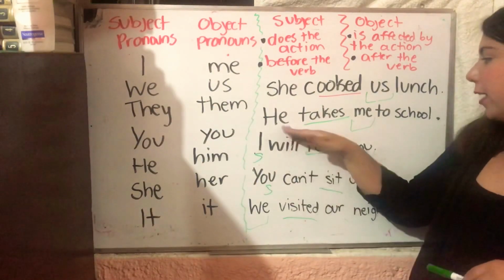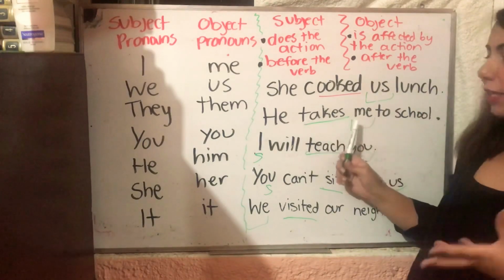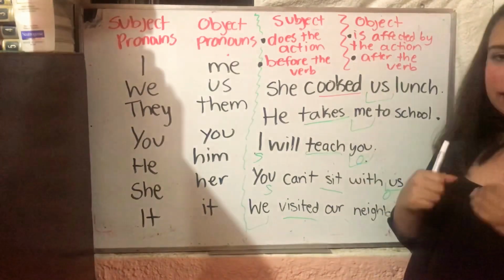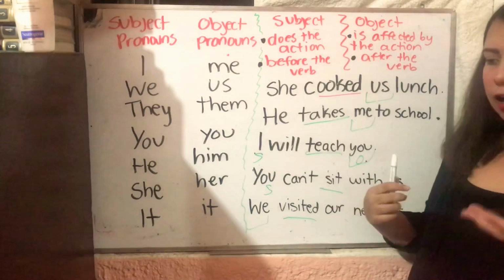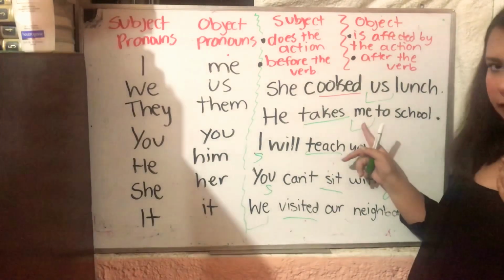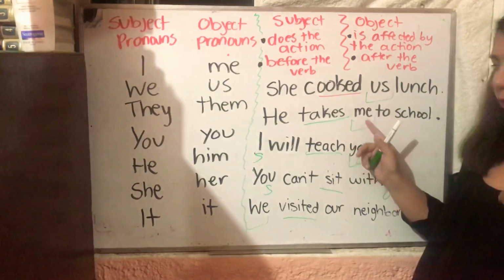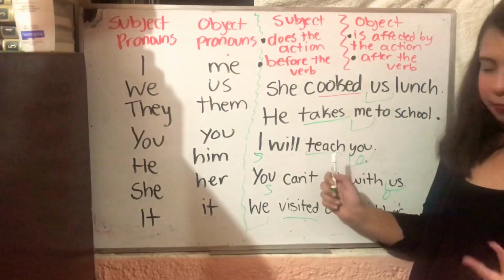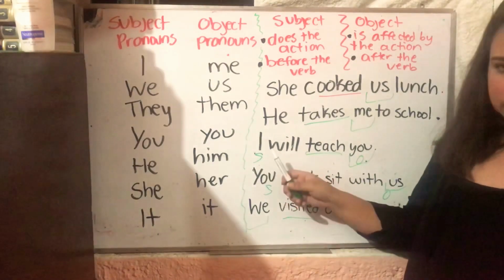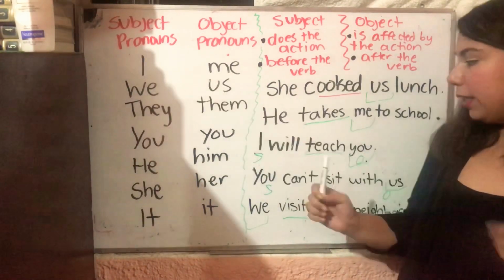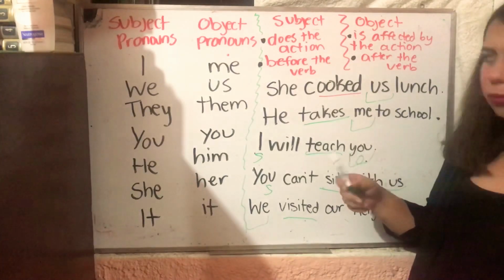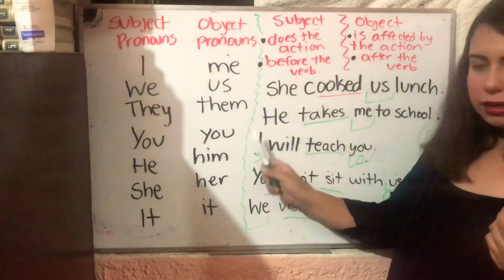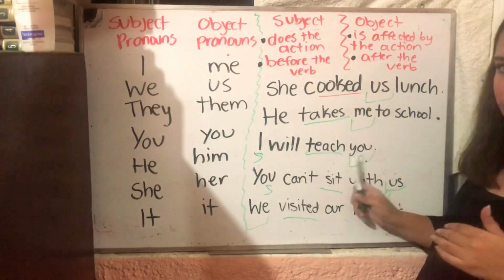Ok, aquí. He takes me to school. Él me lleva a la escuela. El verbo es takes, llevar. ¿Quién lleva? He, él. ¿Quién es llevado? Me, ¿ok? Entonces esta persona es afectada o recibe la acción, ¿ok? I will teach you. Yo te enseñaré, ¿ok? ¿Quién enseña o enseñará? I, yo. ¿Quién será enseñado? You, ¿ok? Object pronoun. Y otra vez, el subject pronoun está antes del verbo y el object pronoun está después.